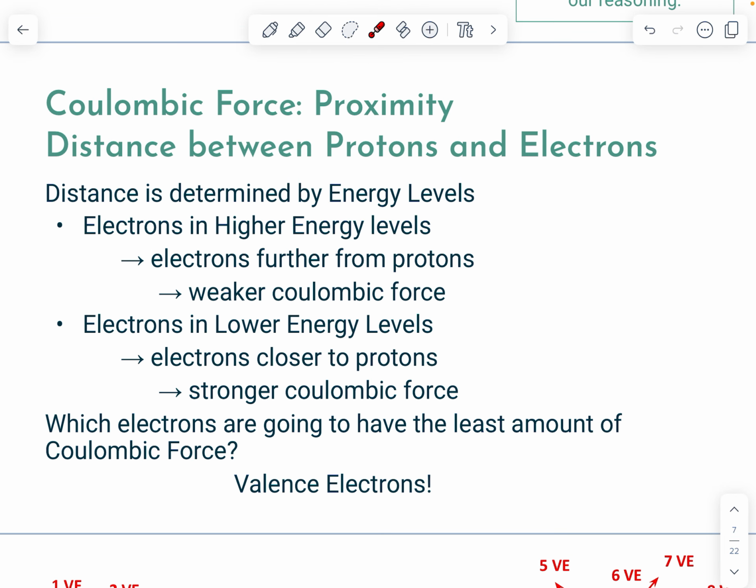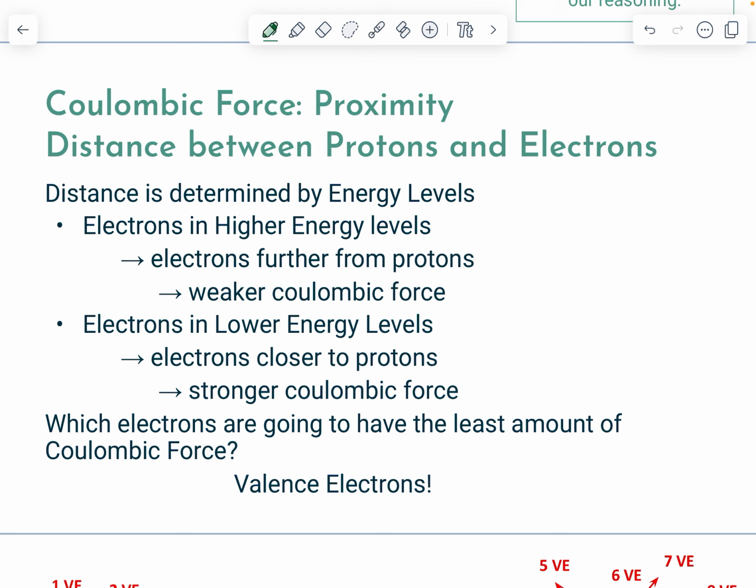All right, Coulombic force: proximity. So proximity is how close your electrons are to your protons, or that distance between our protons and electrons. Distance is going to be determined by energy levels. So if you have an electron in a higher energy level, so energy level 4, 5, 6, those electrons are going to be further from the protons.